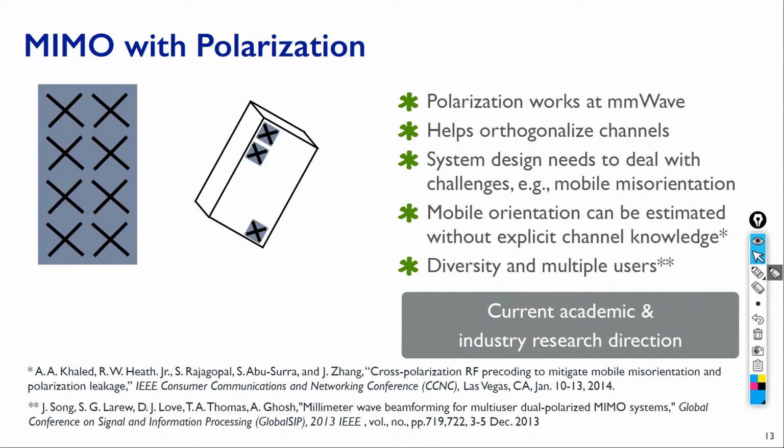So polarization works at millimeter wave and helps orthogonalize the channel. System design needs to deal with challenges like mobile misorientation. If you misorient your phone, you might not be able to get your signal, especially if there is no rich scattering in the environment. Mobile orientation can be estimated without explicit channel knowledge. Diversity and multi-users are issues to look at. So it's current research in academia as well.